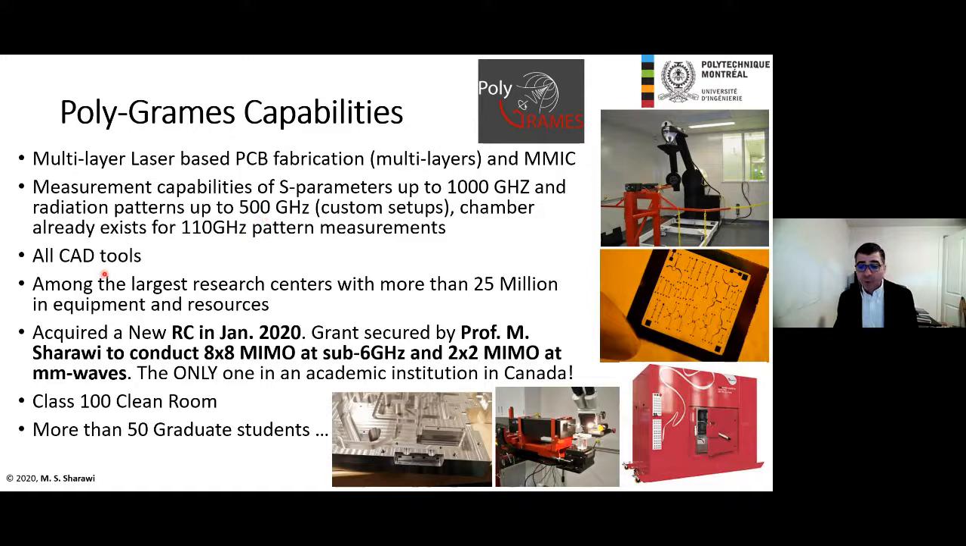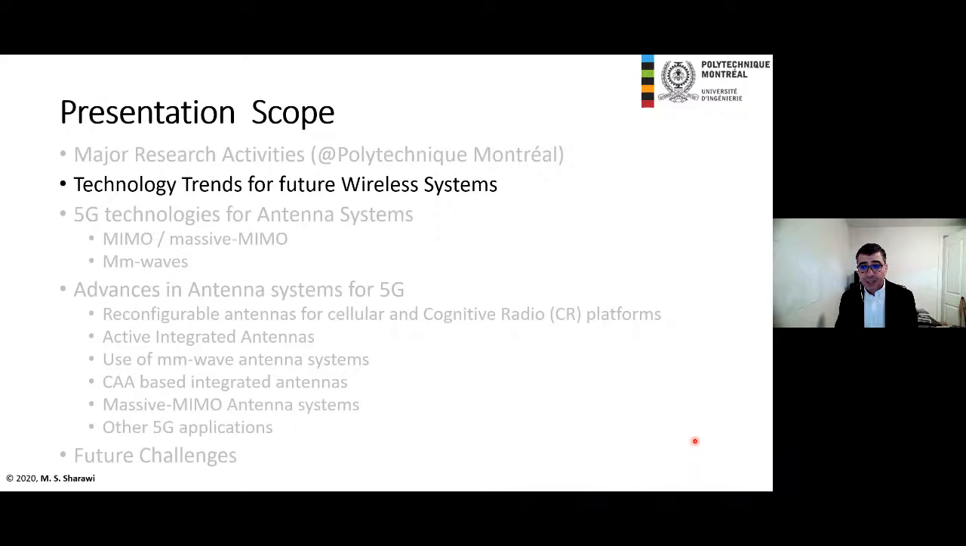I have recently added a new reverberation chamber, the only one in an academic institution in Canada that can measure up to 8x8 MIMO at sub-6 gigahertz and 2x2 MIMO at millimeter waves. This is extremely important to characterize 5G and future antenna systems. Of course, we have a clean room and more than 50 graduate students. As you can see here, there are some pictures from our lab, and this is the recent reverberation chamber that we have acquired.